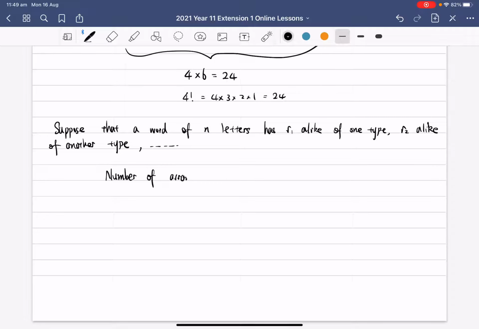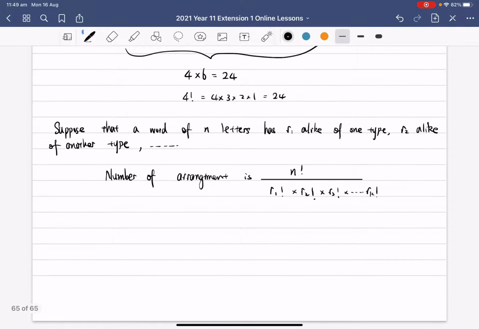So the number of arrangements is n factorial divided by r1 factorial times r2 factorial times r3 factorial times and so on, until you get to rk factorial. All right, so this is the formula.